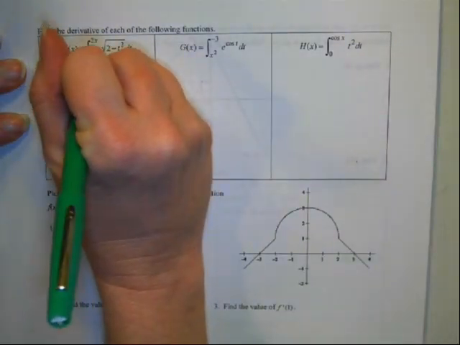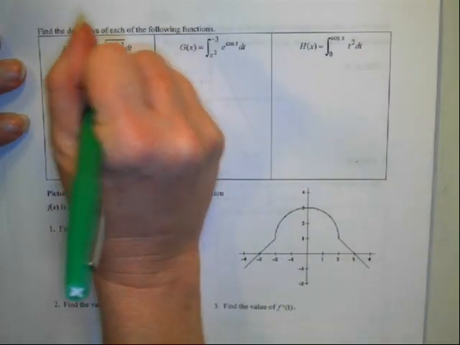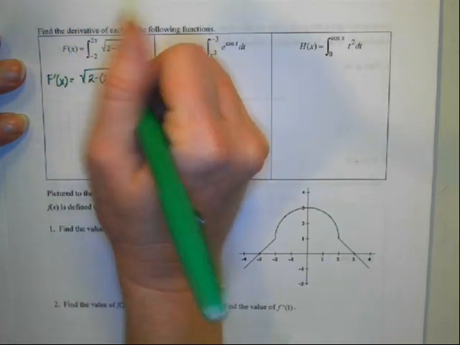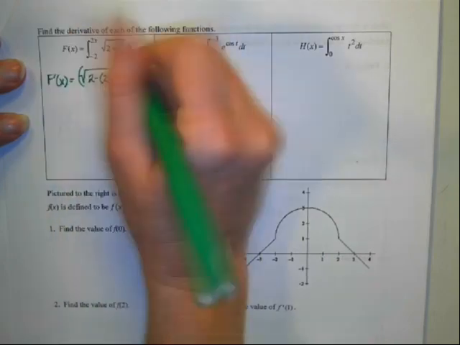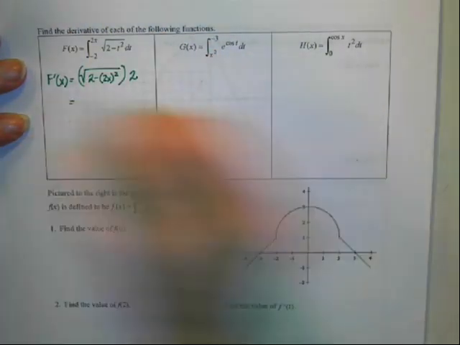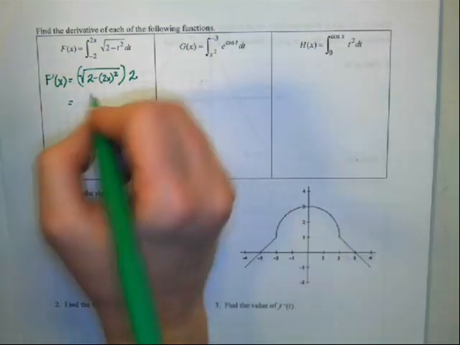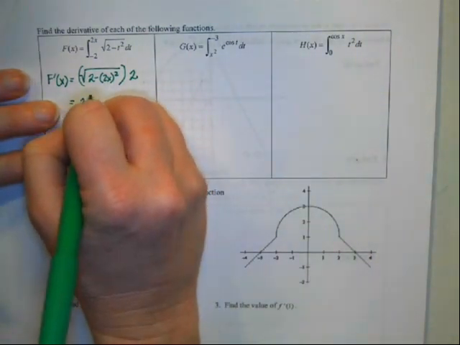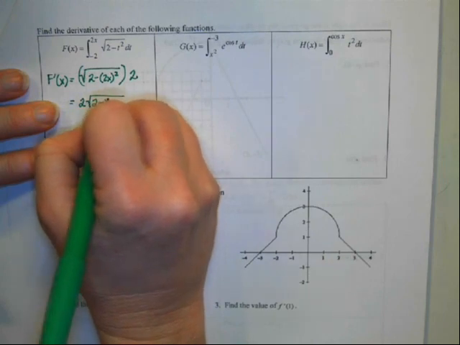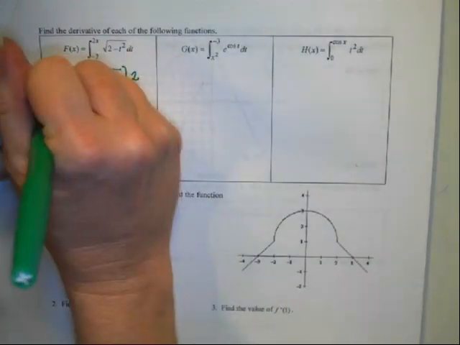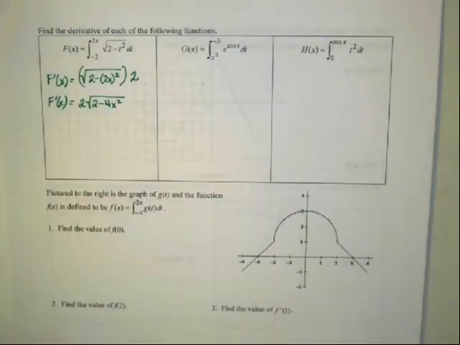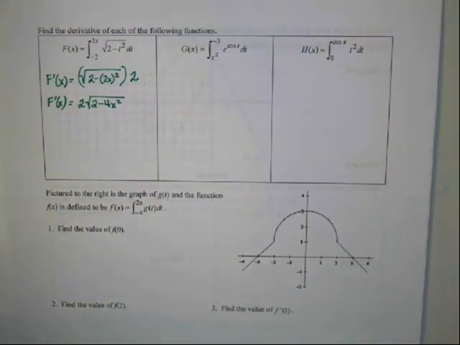So I'm going to plug in 2x where t is. And then multiply by the derivative. And then all you have to do is simplify this. 2 square root 2 minus 4x squared. And that's it. Because all they ask us to do is find the derivative. They didn't ask me to solve anything. We're all good so far?